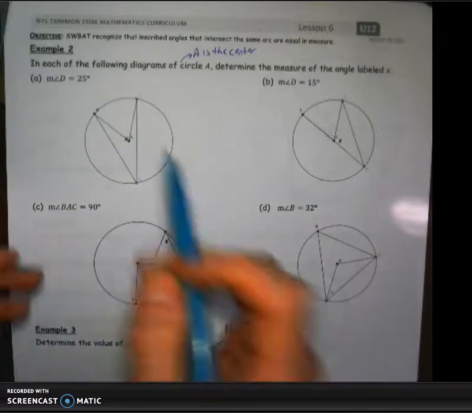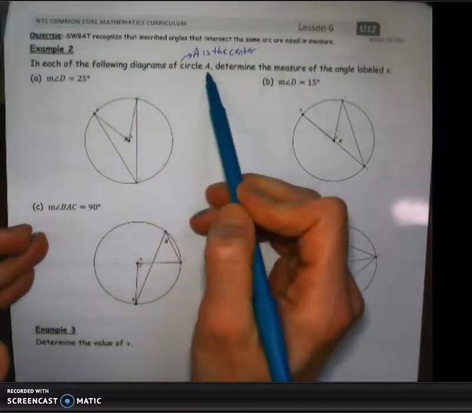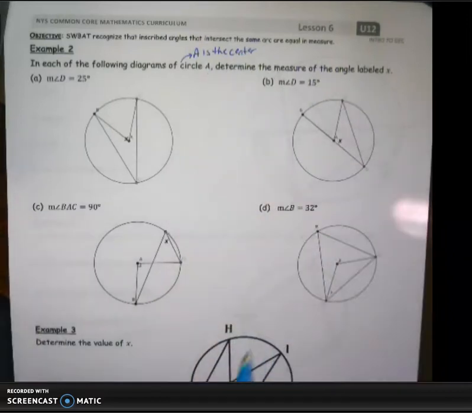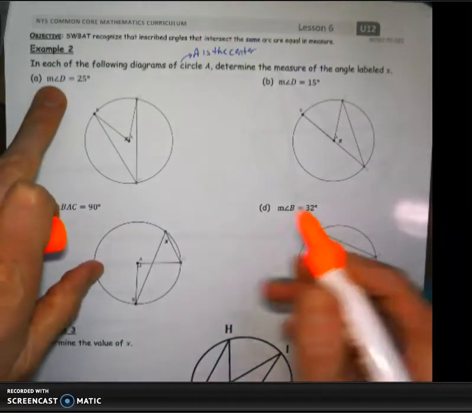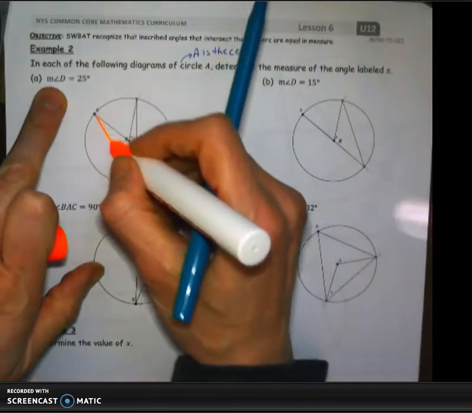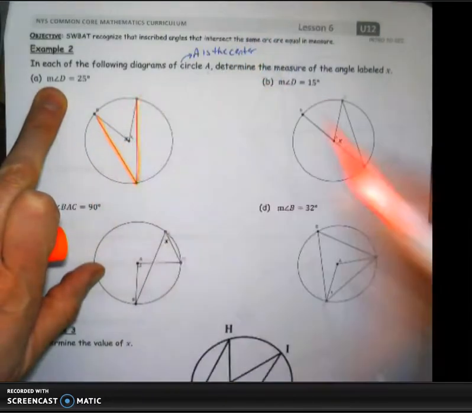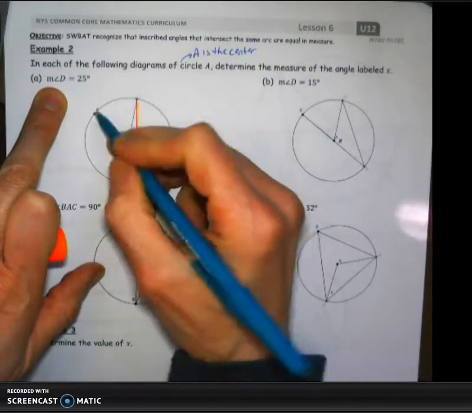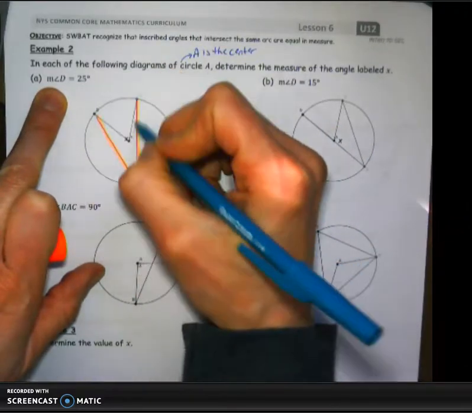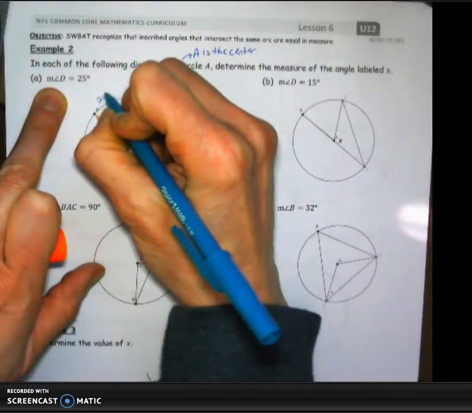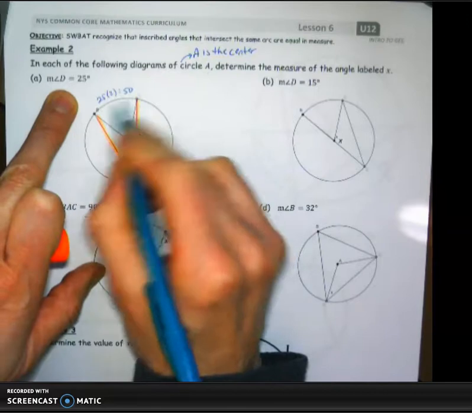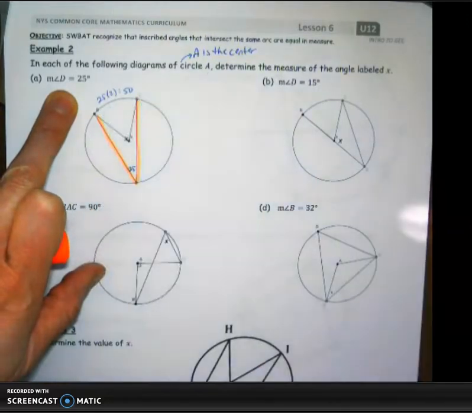Example number 2. In each of the following diagrams of circle A, well, right there it means A is the center, determine the measure of the angle labeled X. So in the first one, it says the measure of angle D is 25. Well, angle D is this angle here whose vertex is on the circle and whose sides are chords, which means this angle is half the intercepted arc, which means the arc is going to be twice it. So therefore, this arc, BC, is going to be 50 degrees.